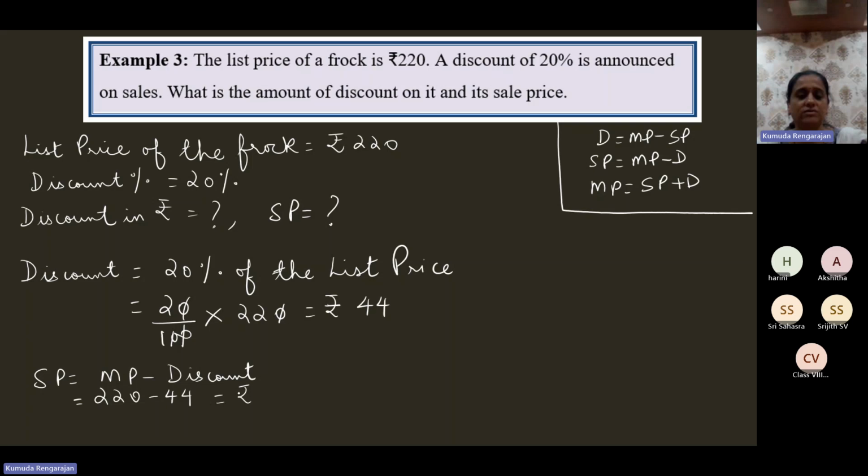How much is this? Rupees 220 minus 44, 176, correct? So selling price of the frock is equal to 176 rupees. Therefore, sale price of the frock is equal to rupees 176.